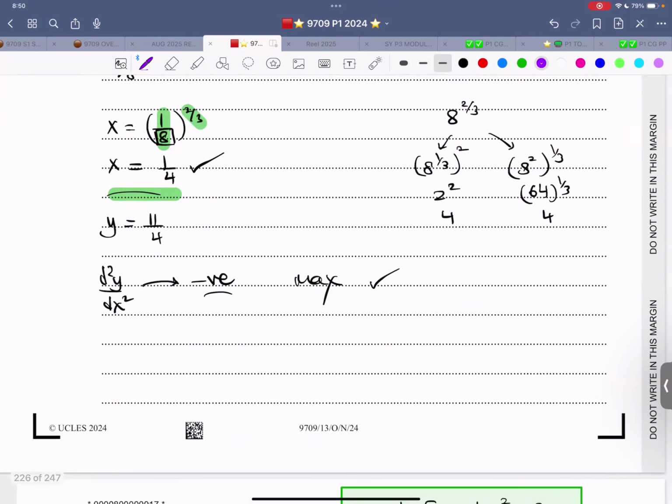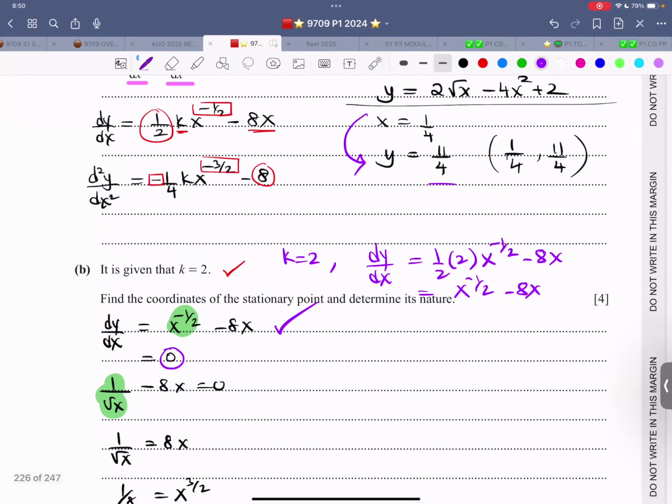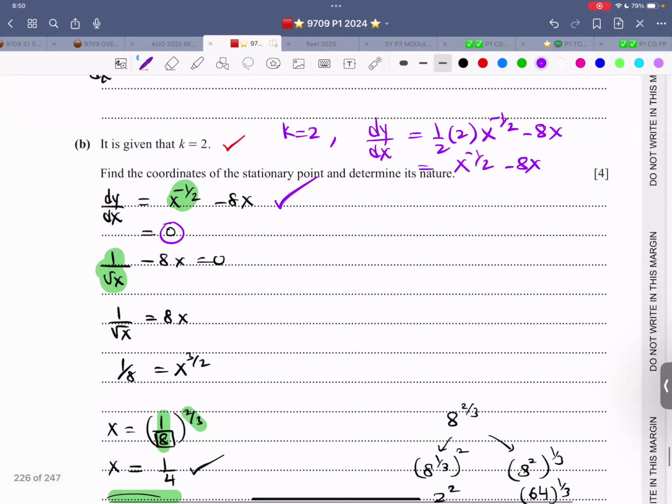And at this point, the double derivative is negative. How do I plug it in? You just plug it in over here. The double derivative is coming out to be negative.